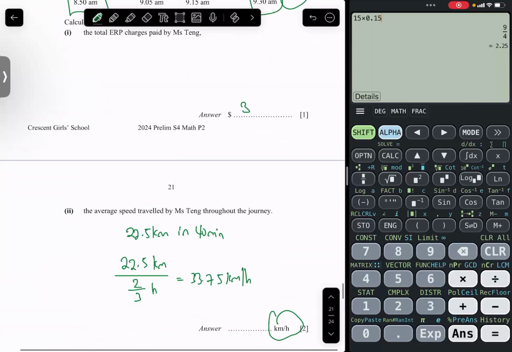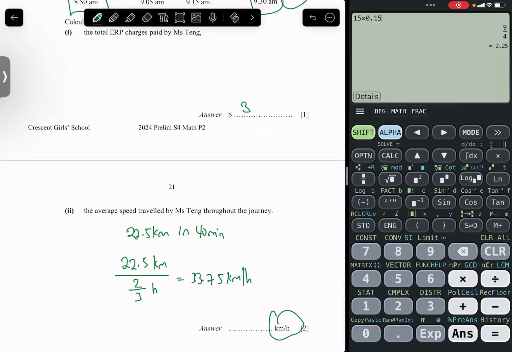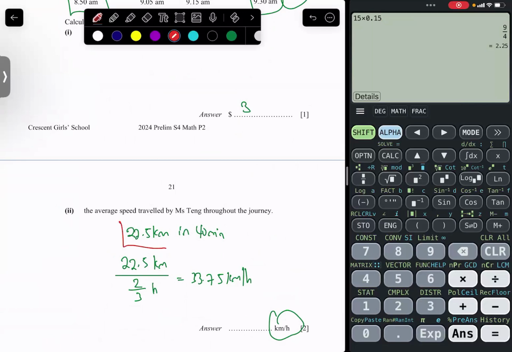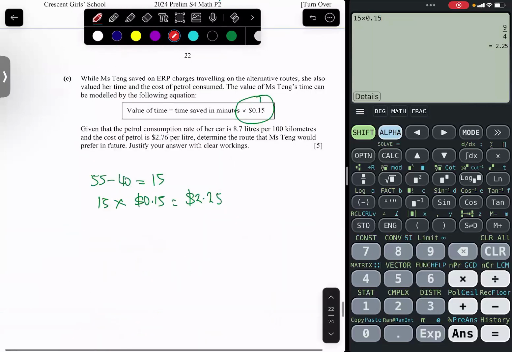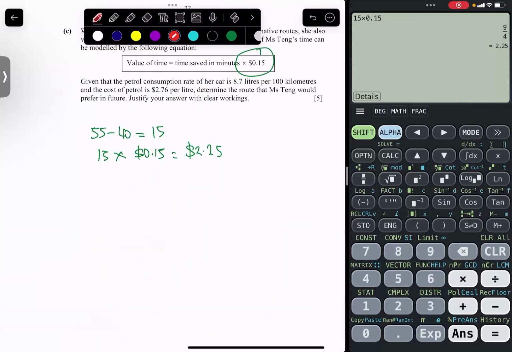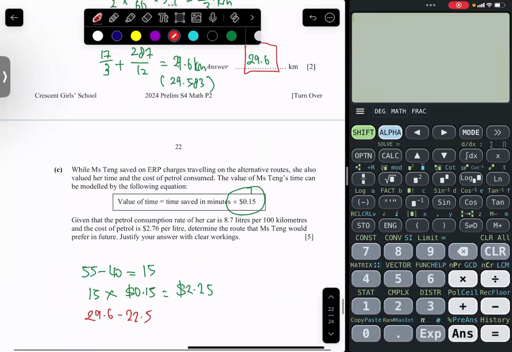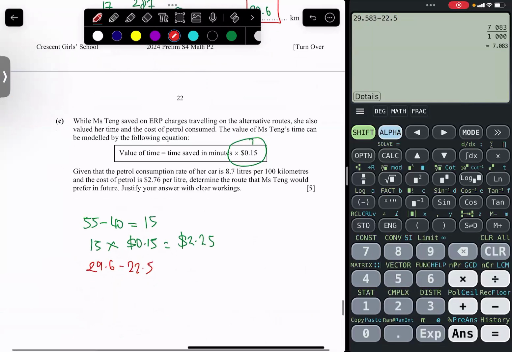Now the first route she traveled 22.5 kilometers. If she takes the alternative route, she will travel 29.6 kilometers. So that means she will actually spend 9.6, okay, let's use the actual value, right? 29.583 minus 22.5. So she will spend 7.083 kilometers more on traveling.